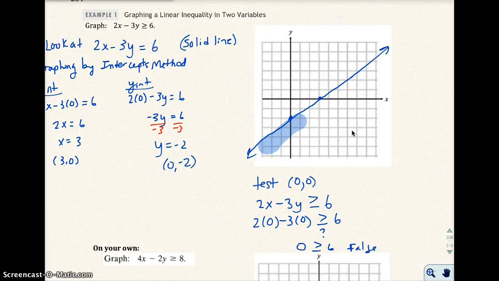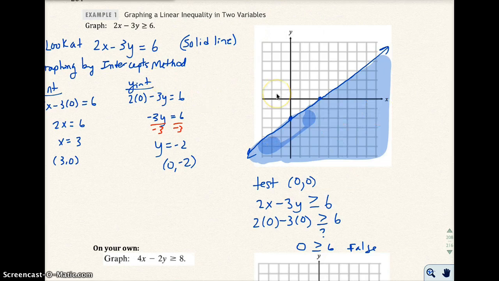Again, the lag in my iPad, so if I can get down here. There we go. I'm shading in this region right here. So any point that you pick down here would work.